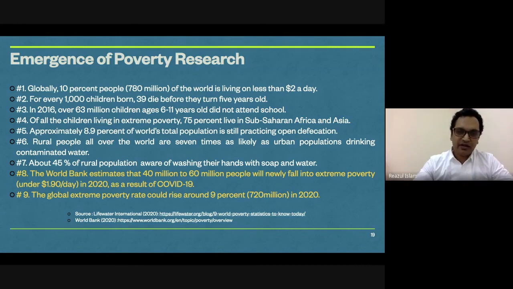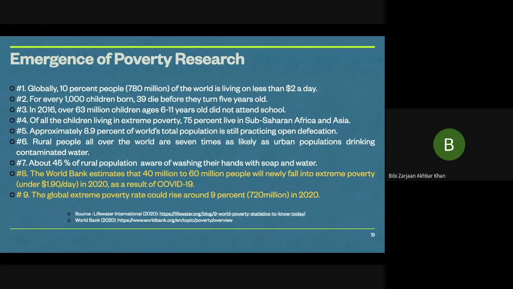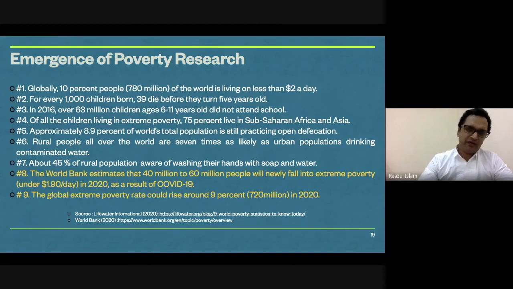And if we want to see the current scenario, 10% of people are actually living below the poverty line, with an income of $2 per day. So that is a very tough life. They're suffering. 39 children are dying before being 5 years old. And 63 million children, we found in 2016, didn't attend school. And poverty is severely dominating sub-Saharan Africa and Asia.